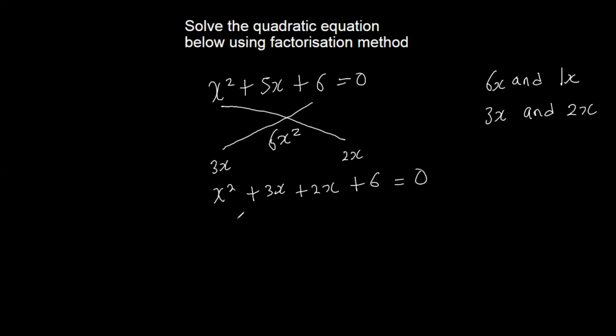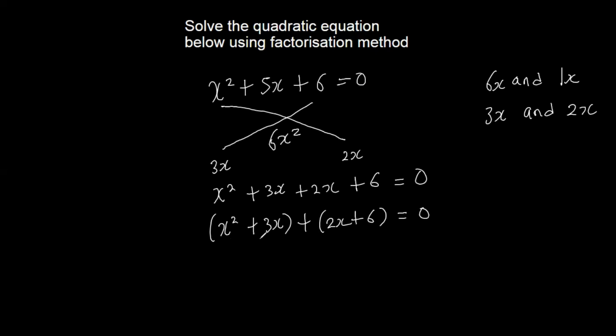Now, what you want to do next is to factorize the first two terms and also factorize the second two terms. So we're having something like this: in brackets x squared plus 3x, plus in brackets 2x plus 6, equals 0. Now we're going to look for the common term in x squared and 3x and factorize it. Also, we look for the common term in 2x and 6 and we'll factorize it.